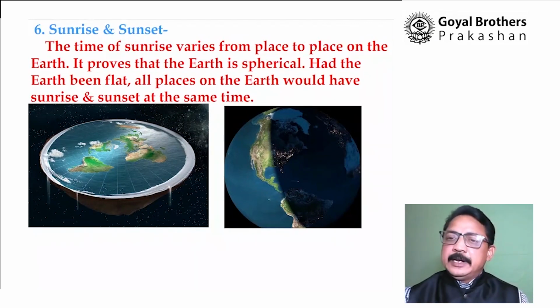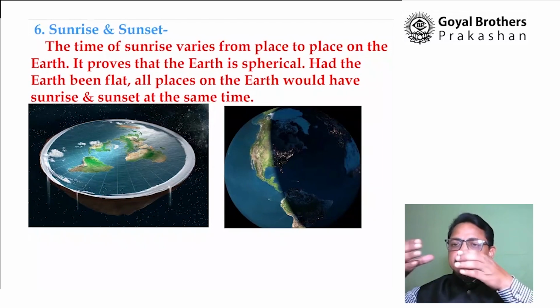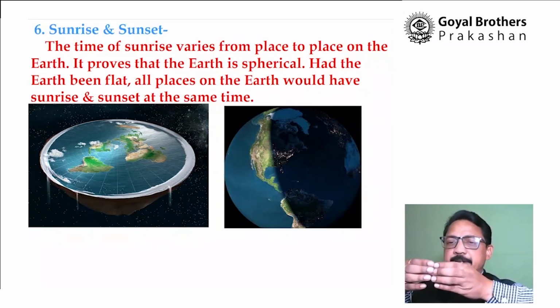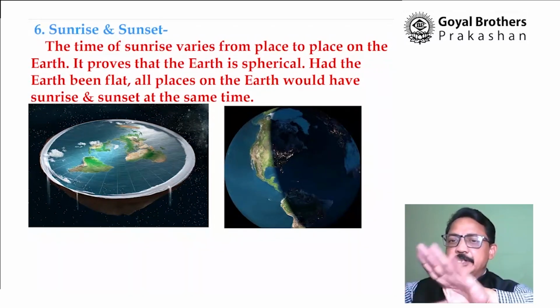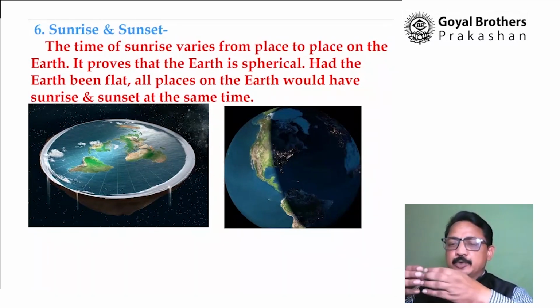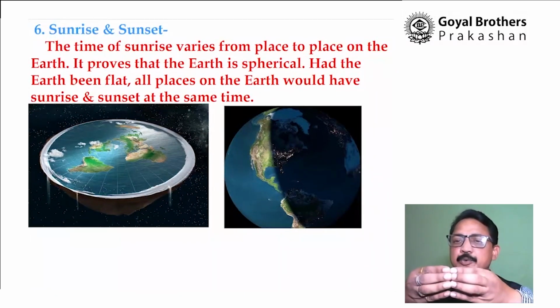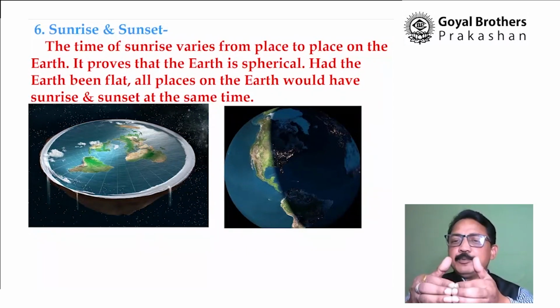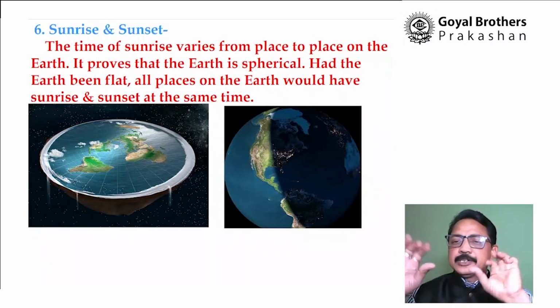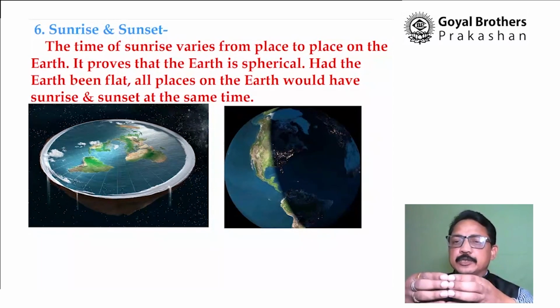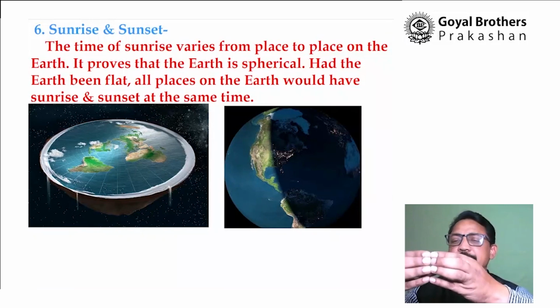That means what will happen over here is that because the shape of the earth is spherical, suppose my fingers are pointing towards you, and on them the light is falling. So these parts of the fingers have light, so here is the daytime. But on the opposite side, the light will not reach. I am talking about this part. So the side which is towards me, there will be the night time.